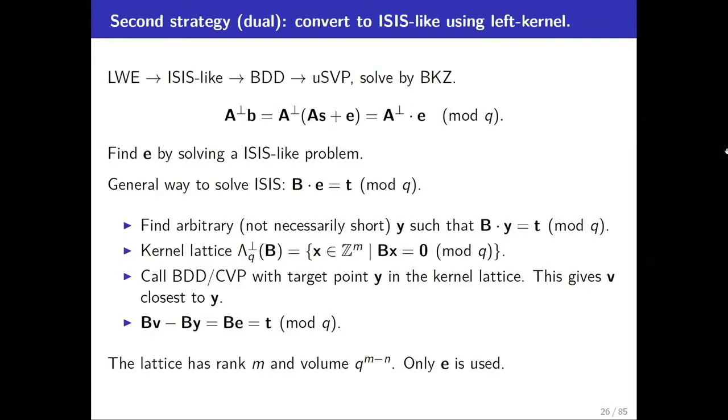So the workflow is simple. I take the left kernel, which I denoted as A perpendicular, times AS plus E. So this part becomes 0. What's left over is A perpendicular times E. So this has the shape of the SIS problem, where A perpendicular acts as the B. Remember, this is going to be a wide matrix in the previous picture.